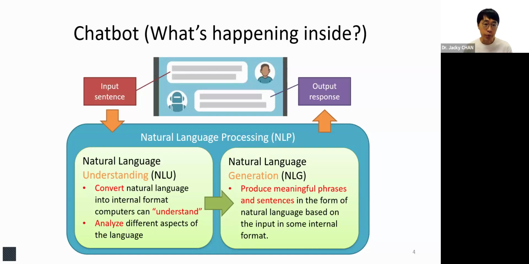Afterward, they will move to the second stage. We call it natural language generation. So based on this internal format, they try to generate a response. And what's happening inside these two stages? Later, we will talk about the details. But first of all, let's take a look at the development of chatbots.